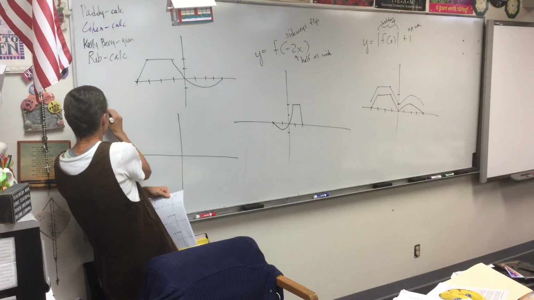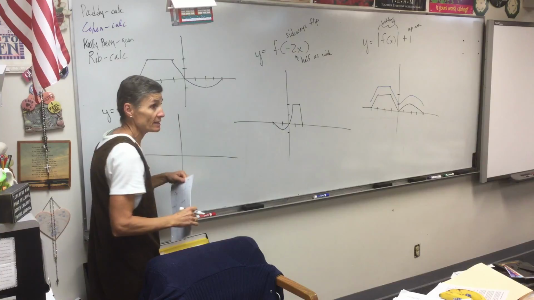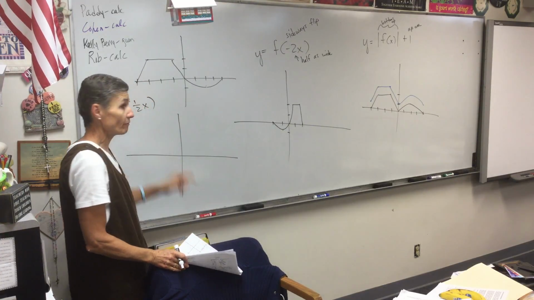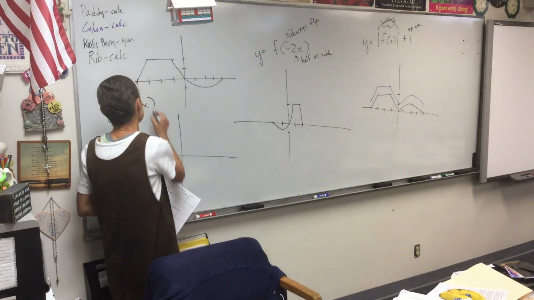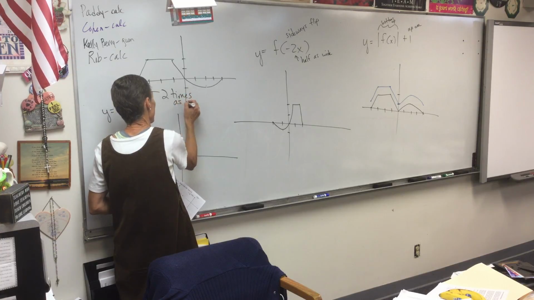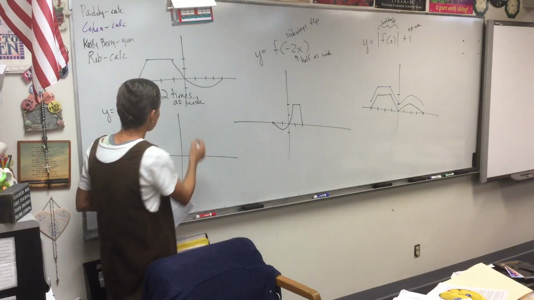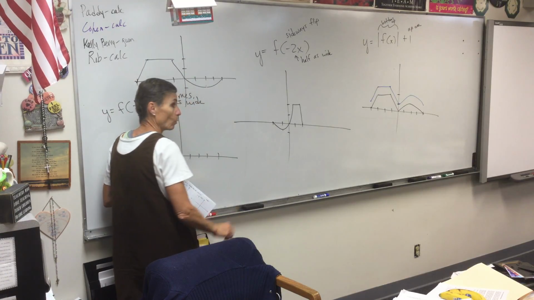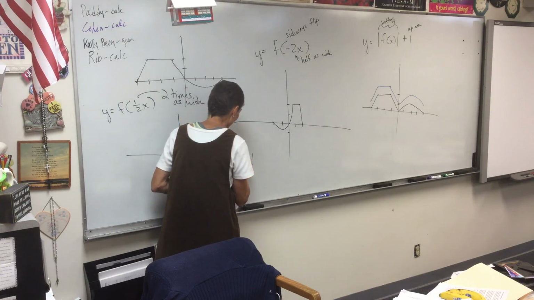C is f of 1/2 x. Okay, only one thing's changing, only one number in the problem. What's that 1/2 going to do? 2 times as wide. Very good, Paul. So what does that mean? That means that my little semicircle, which was 1, 2, 3, 4 wide, is now going to be 5, 6, 7, 8 wide.